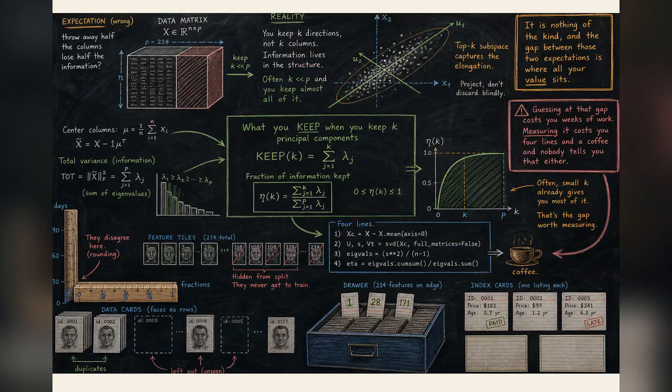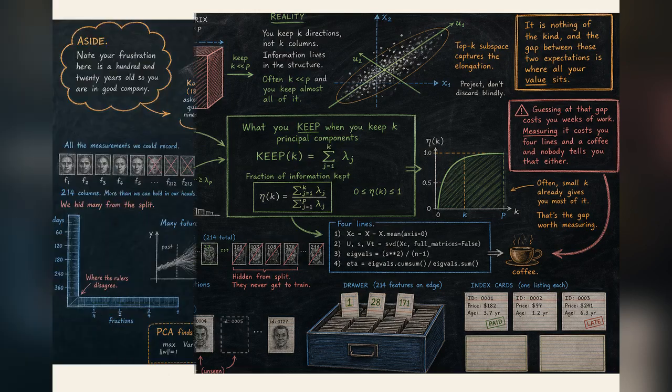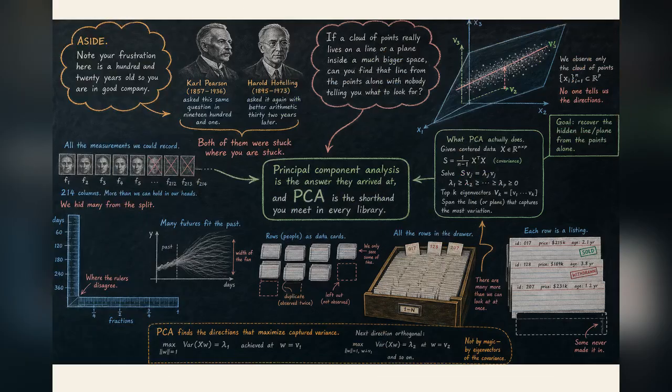So how much of your table is genuinely distinct? Hold that question, since a real number is available to you by the end of this, and it is cheap. You would think that throwing away half your columns costs you half your information. It is nothing of the kind, and the gap between those two expectations is where all your value sits. Guessing at that gap costs you weeks of work. Measuring it costs you 4 lines and a coffee, and nobody tells you that either. Note, your frustration here is 120 years old, so you are in good company.